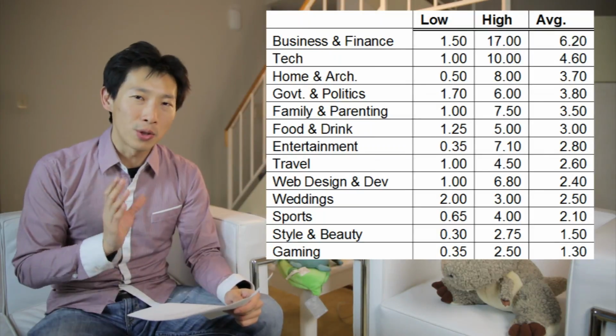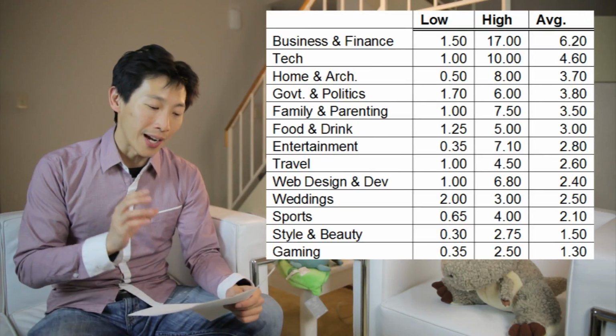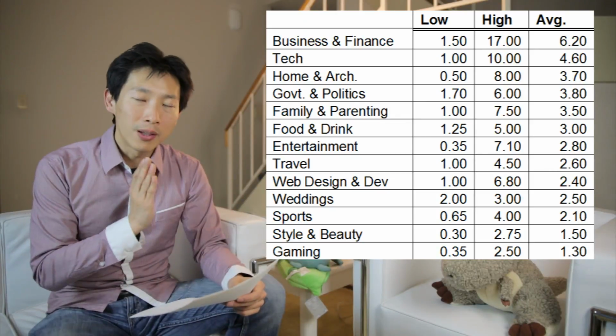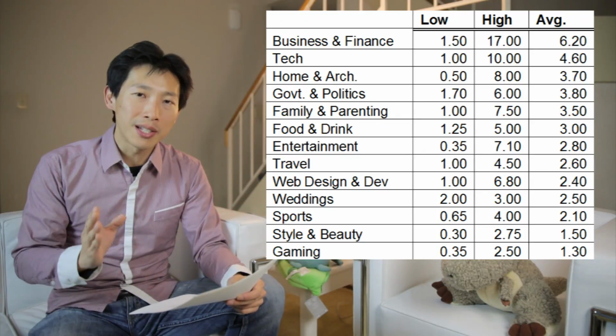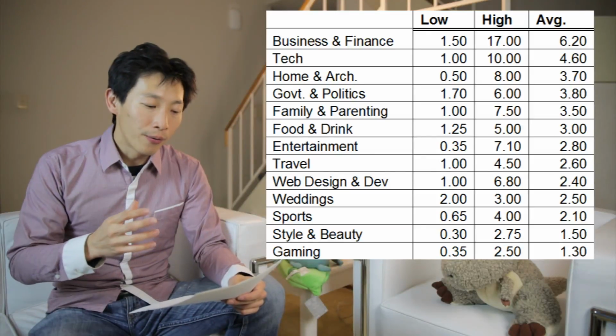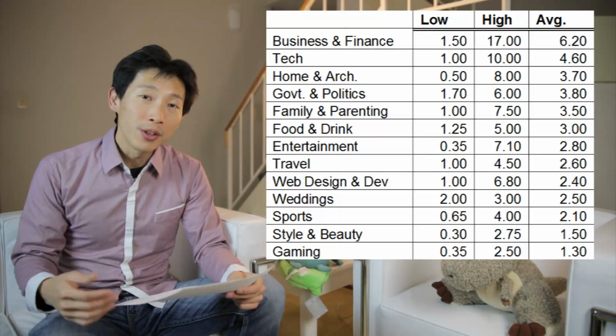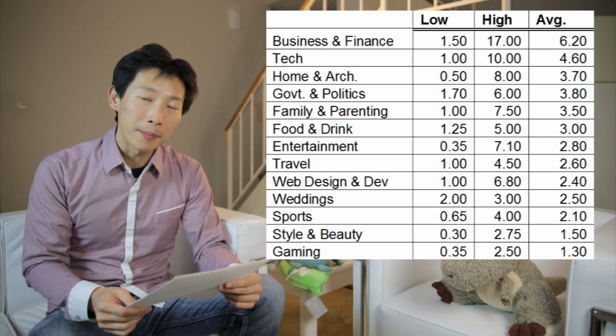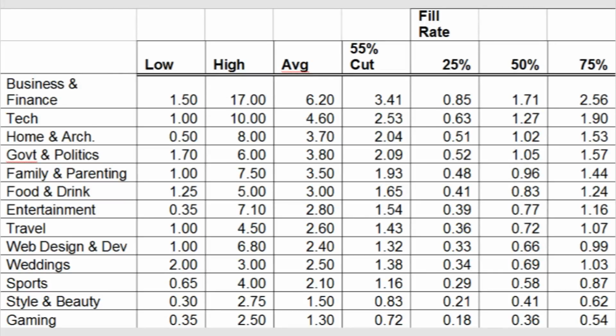Now, over here is my super secret set of CPM numbers that advertisers pay for a different genre of ads. You have the low end and the high end and the average CPM that an advertiser pays for this genre of ads. You can see I have business and finance, tech, home and architecture, government and politics, etc. Now, if you look on the fourth column, it says 55%. This is what the YouTuber would take home after the advertiser pays this out.